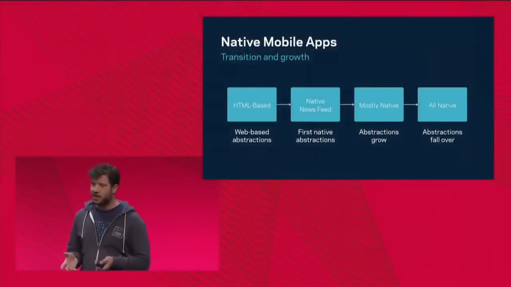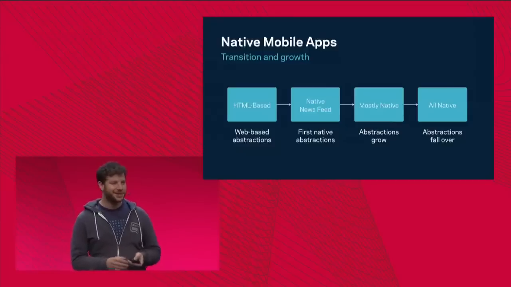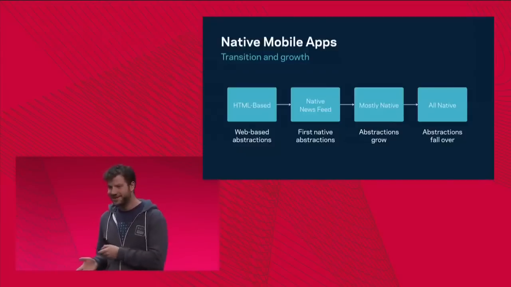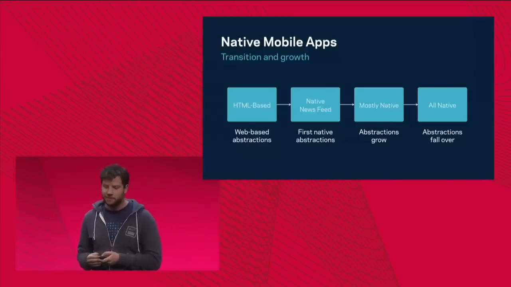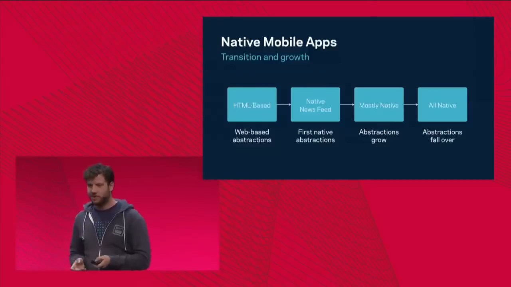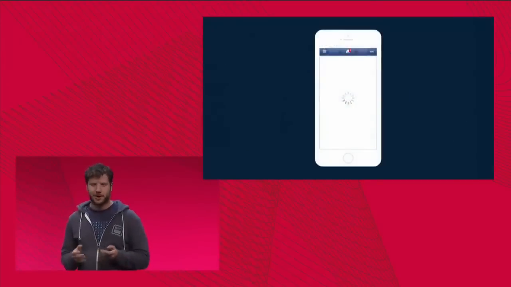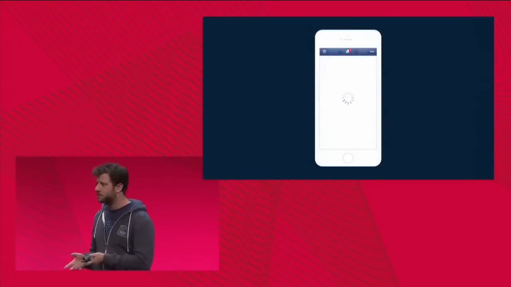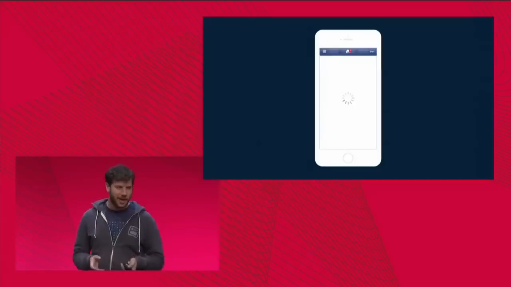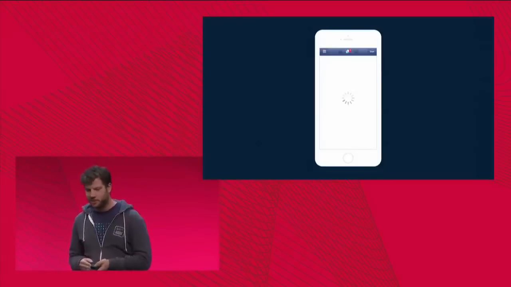And then, finally, we reached a point where it was fair to say our app was all native, at which point the abstractions we had been building began to fall over. They had kind of reached the end of their own runway. And when I say they began to fall over, this is what I'm referring to. Our app just had spinners. It was slow, you'd be waiting, there were subtle bugs all over the place.